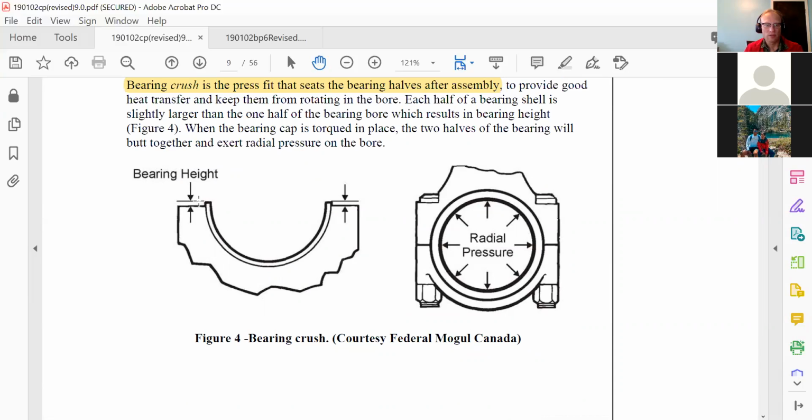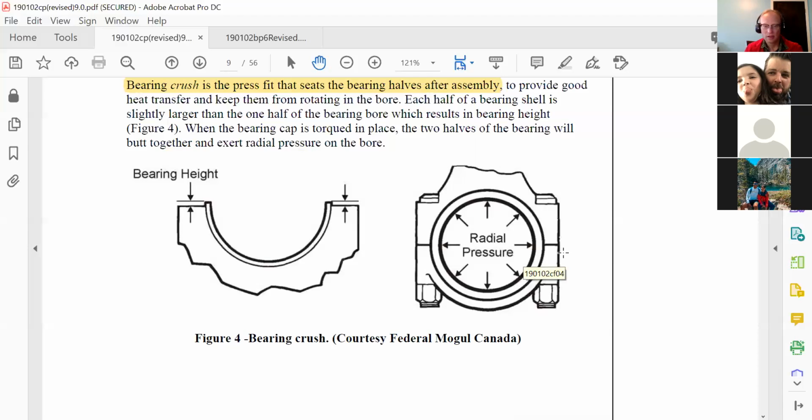There's a small amount of this gap, this protrusion. And when you bolt these two pieces together, they will compress and cause a load to be held out. Why would we want that? It doesn't slip. Has anyone ever heard of an engine that has its main bearings turned?